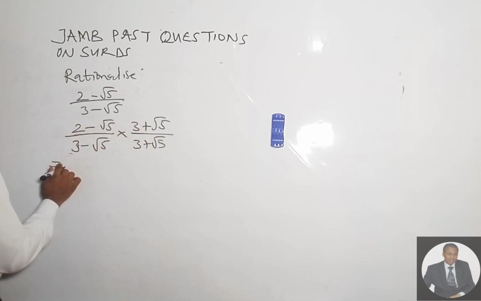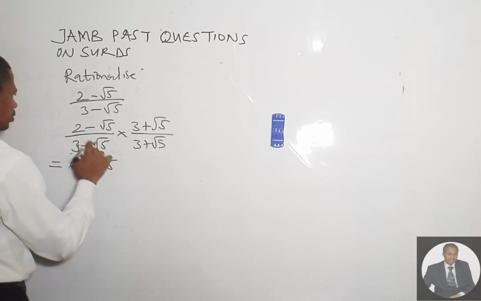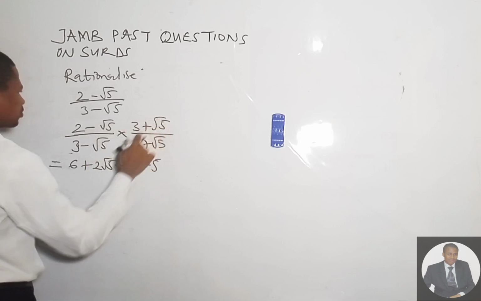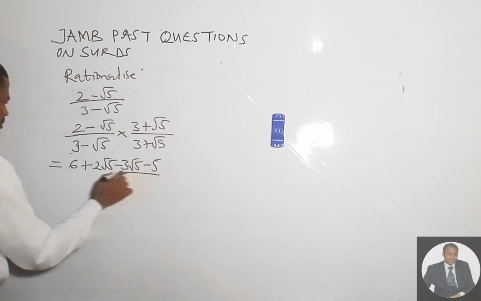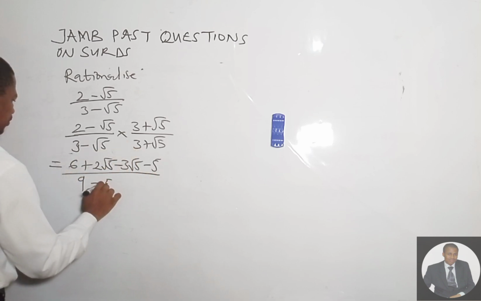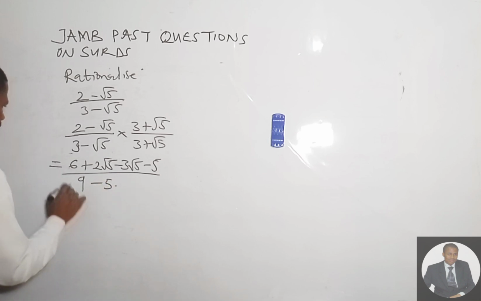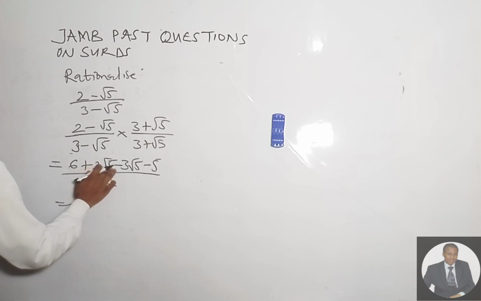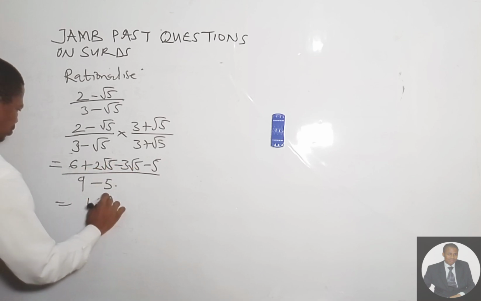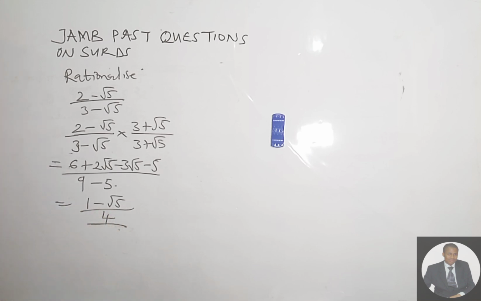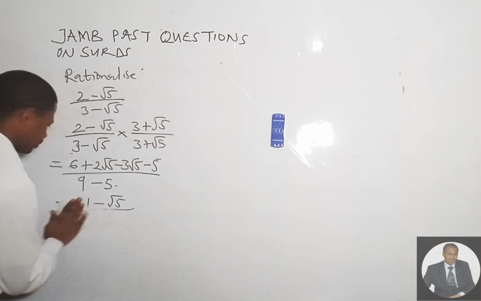What do we have? 3 times 2 is 6, plus 2 root 5 minus 3 root 5 minus 5. Root 5 times root 5 is 5. Plus times minus is minus. Here we have 3 times 3 is 9 minus 5, so 9 minus 5 is 4. And 6 minus 5 is 1. Plus 2 root 5 minus 3 root 5 will give us minus root 5 over 4. This becomes the answer we have for this question.